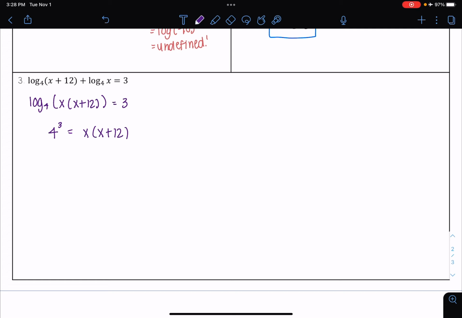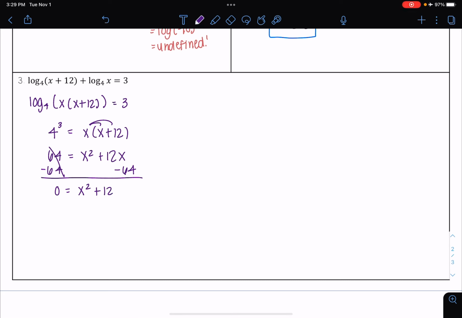4 cubed, I get 64, is equal to x times x, which is x squared. X times 12 is 12x. Now I have a quadratic equation again, so I need all my terms on one side, so I'm going to subtract 64 from both sides. And I get 0 is equal to x squared plus 12x minus 64.